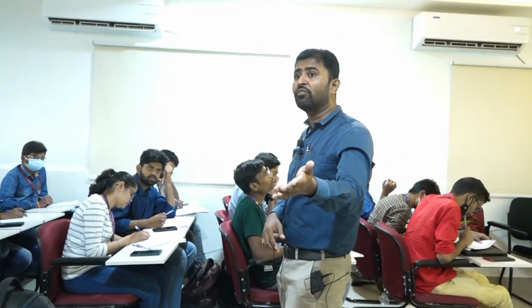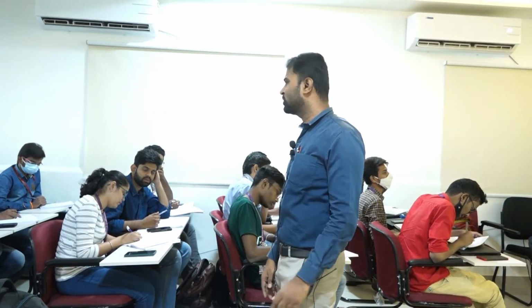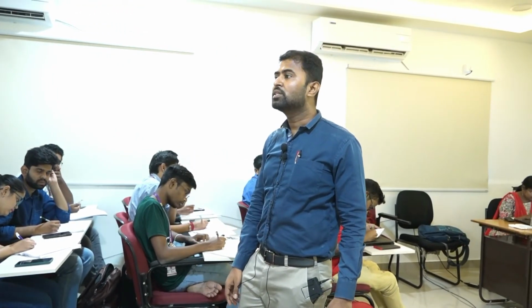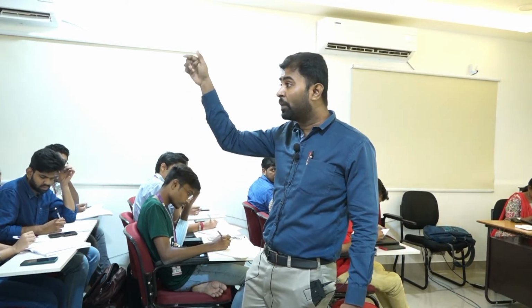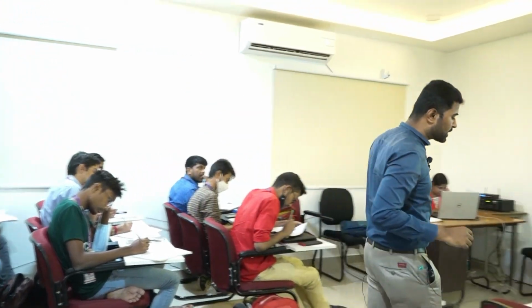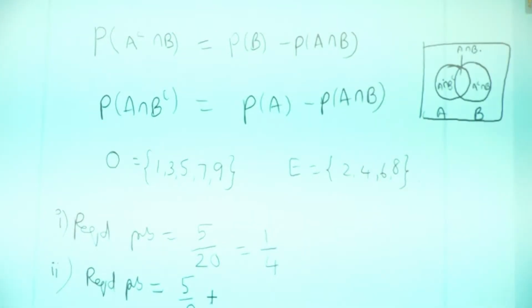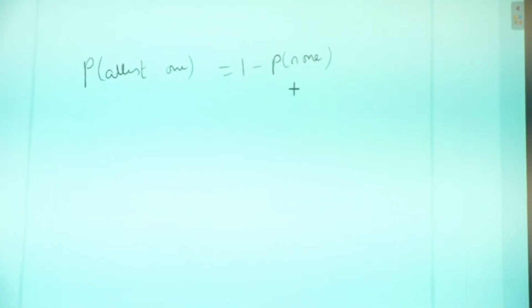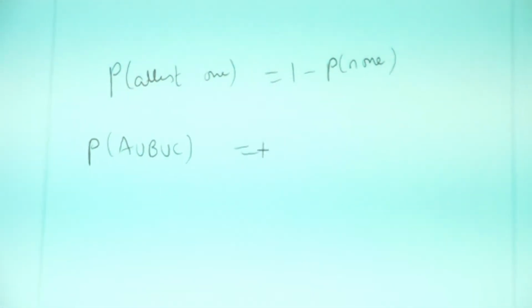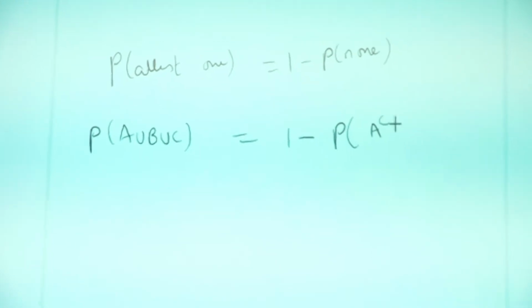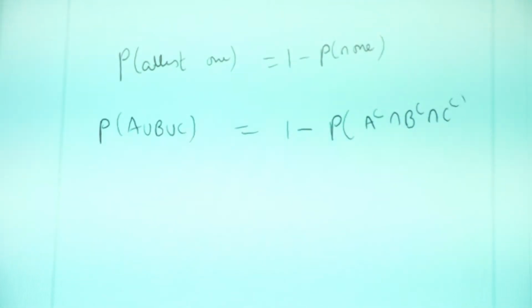If one solves, will it affect the other one? No, they are all independent. So we can write that as 1 minus P of A complement intersection B complement intersection C complement. Here we wrote P of at least 1 is equal to 1 minus probability of none to solve that problem. So it is nothing but P of A union B union C is equal to 1 minus P of A complement intersection B complement intersection C complement.